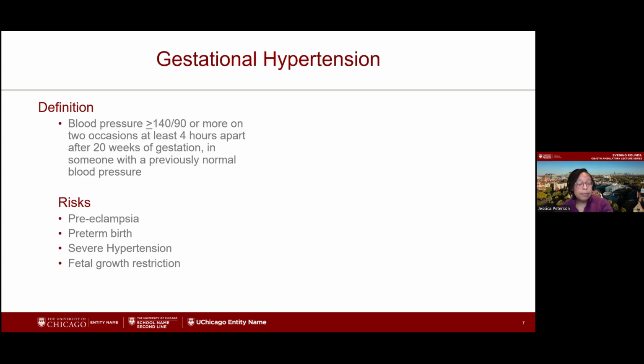So a risk of preeclampsia, a risk of preterm birth, a risk of severe hypertension, which is 160 on the top and 110 on the bottom, and fetal growth restriction. And all of these things can increase the risk of a stillbirth. So you'll see that most of these interventions are really about trying to prevent a stillbirth as well as severe maternal morbidity.